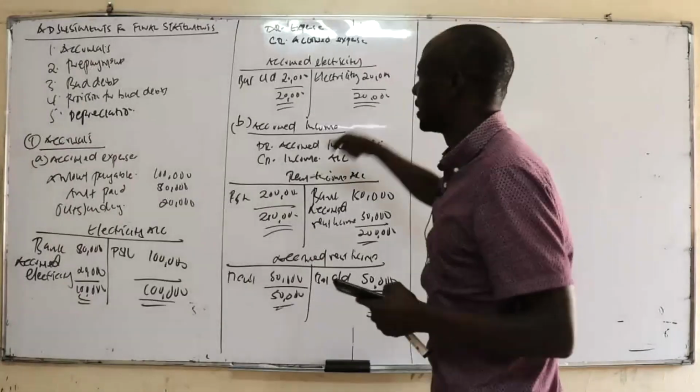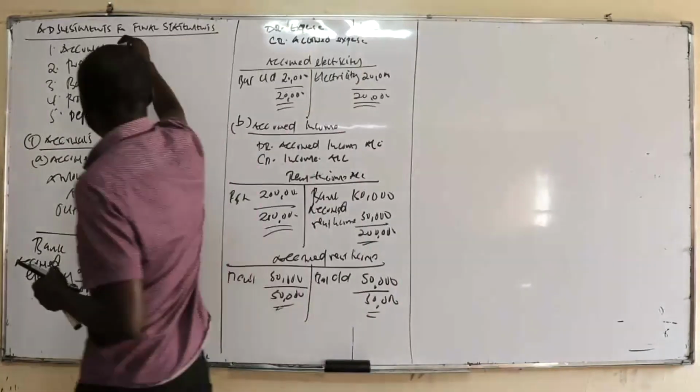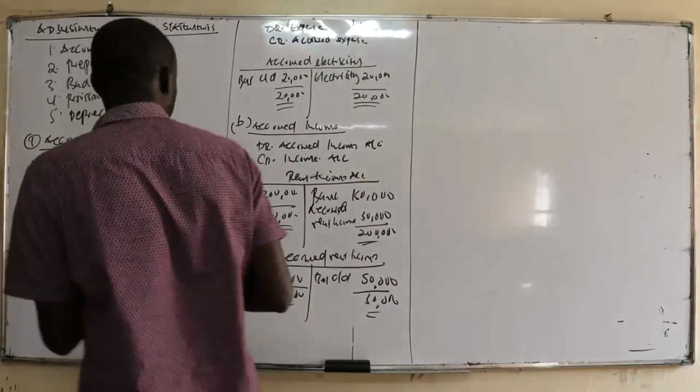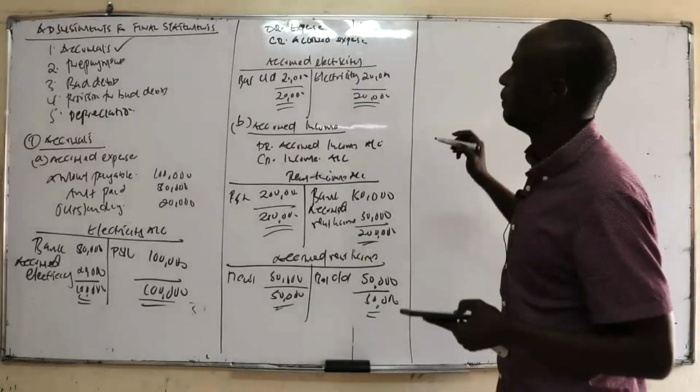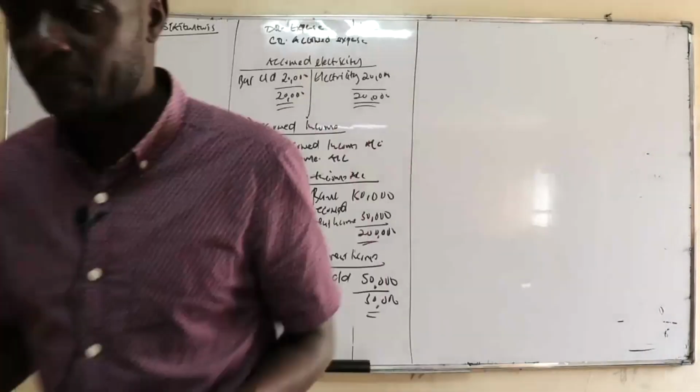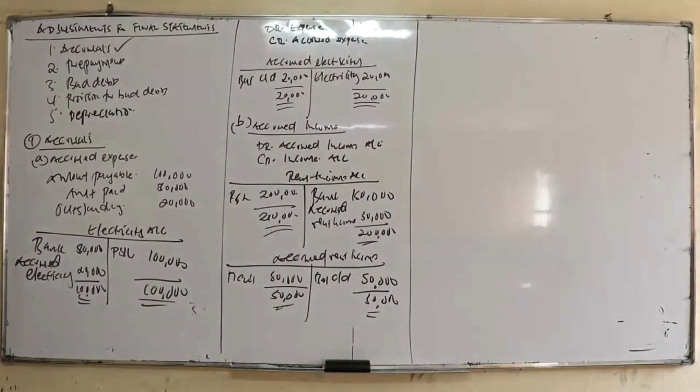So that is now accruals. That is how we adjust accruals. Are we together? So the accruals always affect the profit and loss account? Yes, accruals affect the profit and loss account and the statement of financial position.